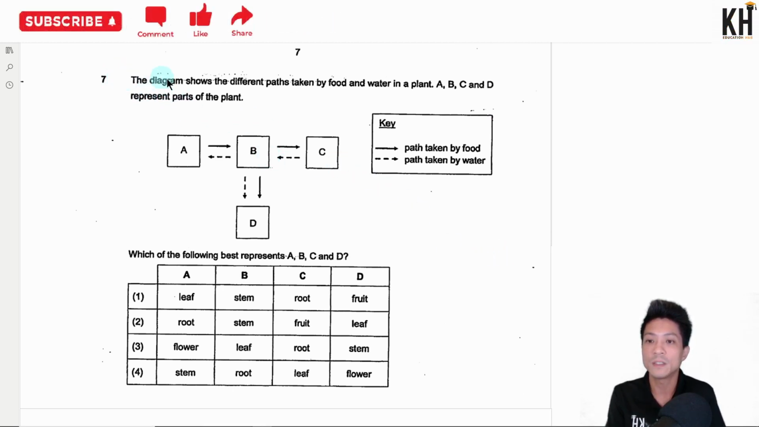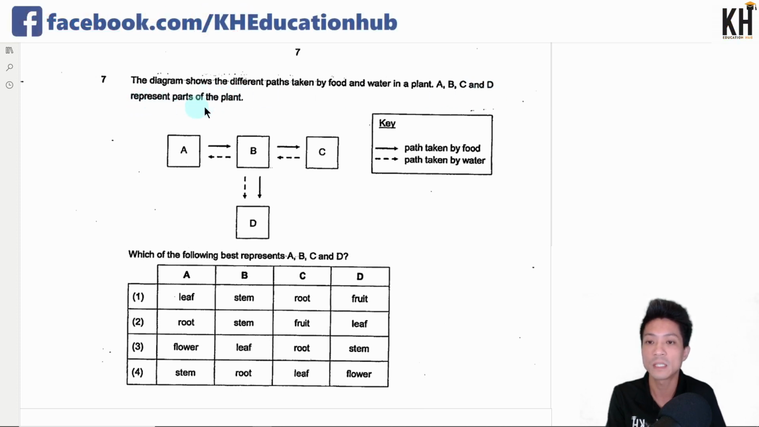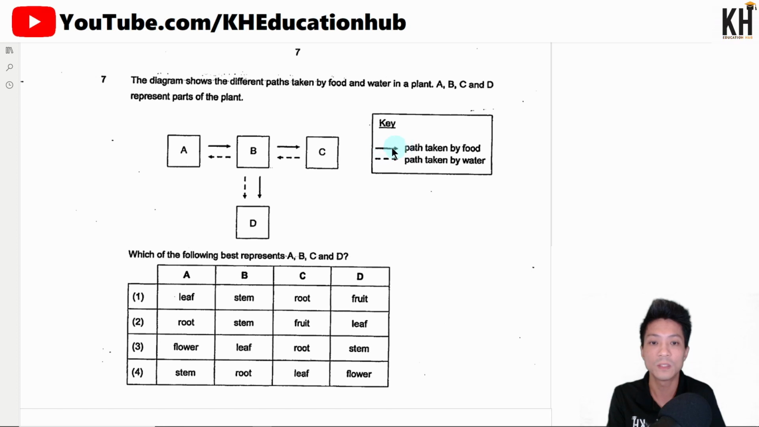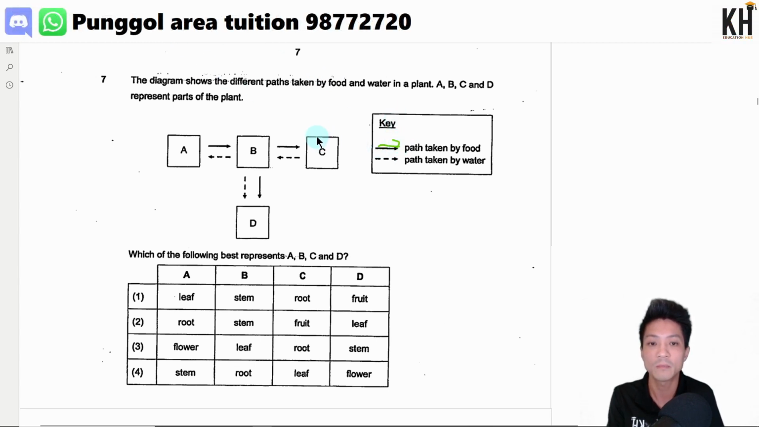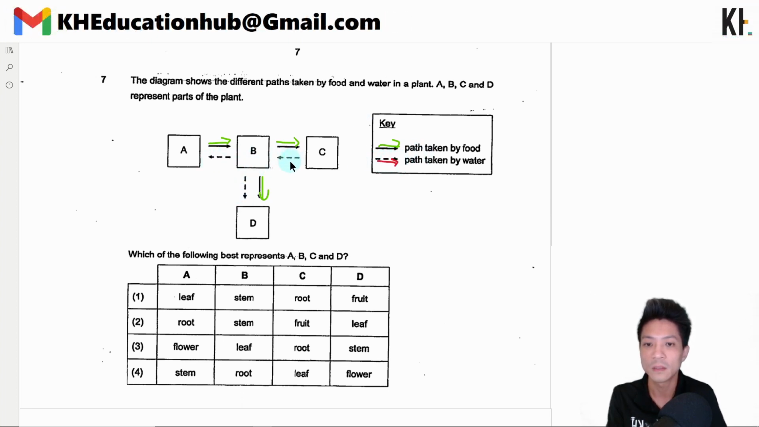Okay, question 7. The diagram shows the different paths taken by food and water in a plant. A, B, C, and D represent parts of the plant. So which of the following best represents A, B, C, and D? This path is the path that is taken by the food, so let me try and change the color. The path taken by the food will be the green one, so this and this, and then I'm gonna use a red one for the water. This, and this.